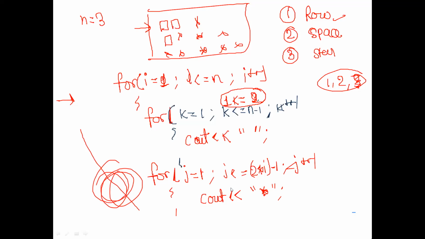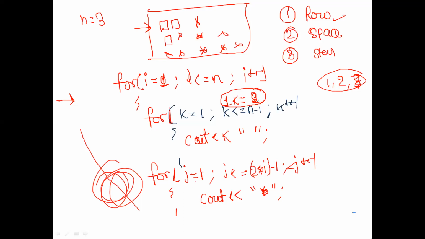So if this is the thing, what I have done till now is I came to the first row. After coming into the first row, I printed 2 spaces because the K loop ran twice. So 2 spaces I have printed. After printing these 2 spaces, I came out of the K loop.